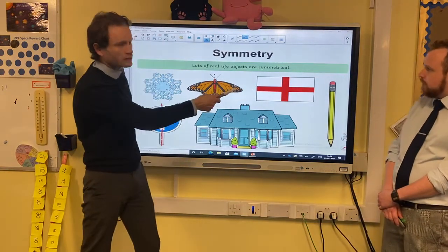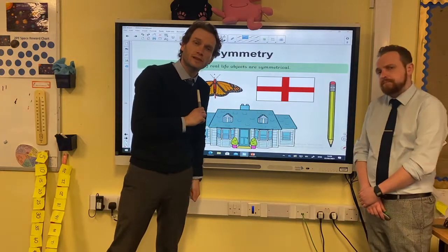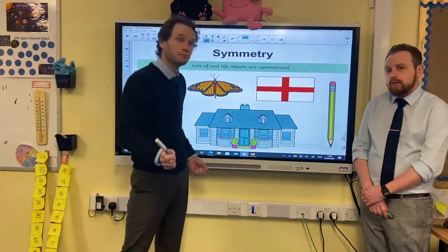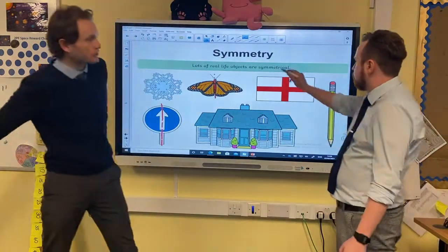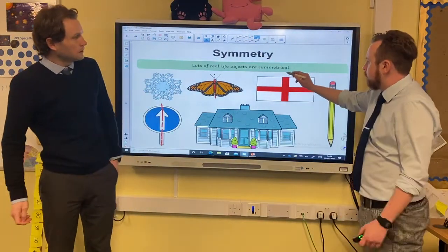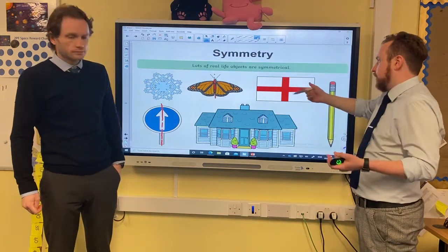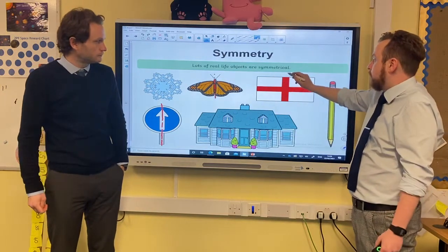Well, oh, here we go. This flag's interesting. At home, do you know which flag that is? No? The English flag. English flag, great. So, Mr. Lake, would you like to show us the lines of symmetry there? Yep. So again, it's very similar to a rectangle, isn't it? Just with that cross pattern in it.